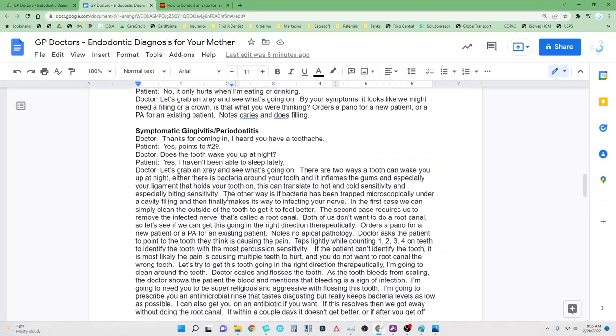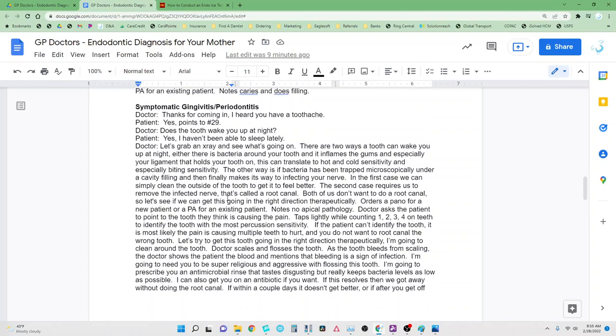In the first case, we can simply clean around the outside of the tooth to get it feeling better. The second case requires us to remove the infected nerve. That's called a root canal. Both of us don't want to do a root canal, so let's see if we can get this going in the right direction therapeutically. So we order a pano for a new patient or a PA for an existing patient.